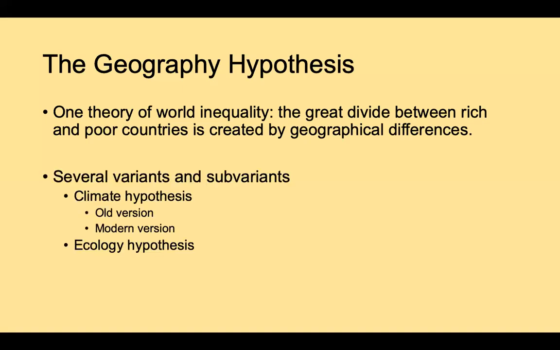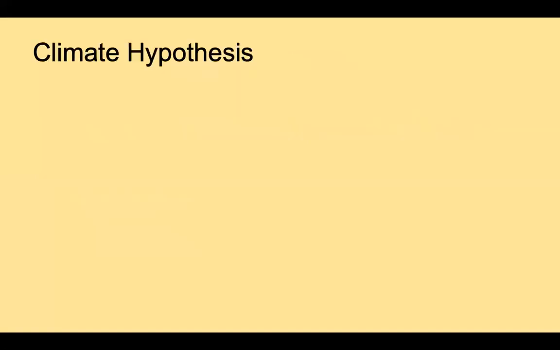So there are a lot of variants and subvariants. In the first place, the climate hypothesis can be thought of in terms of the old version and the modern version. Then there's the ecology hypothesis, which is really just one version. And both of these, as you'll see, have in common that they explain divisions between rich and poor countries by emphasizing geographical differences and differences in their characteristics geographically that in particular would or might affect productivity, which is usually considered to be the proximate cause of underdevelopment, low productivity. But let's get into some more detail and take a look at the climate hypothesis.